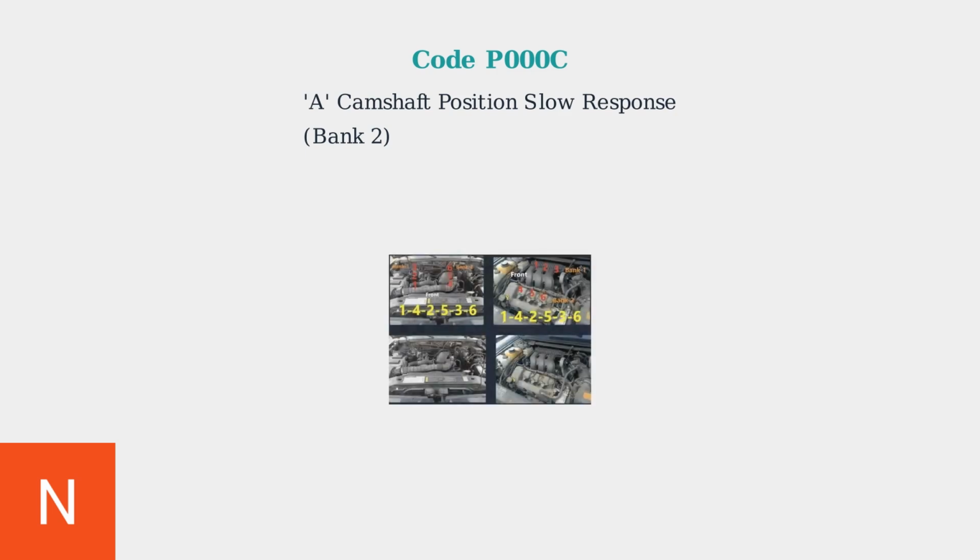Code P000C indicates a slow response from the A camshaft position actuator on bank 2 of your engine. This diagnostic trouble code affects vehicles equipped with variable valve timing systems. Bank 2 refers to the side of the engine that does not contain cylinder number 1. Understanding which side is bank 2 is crucial for proper diagnosis.